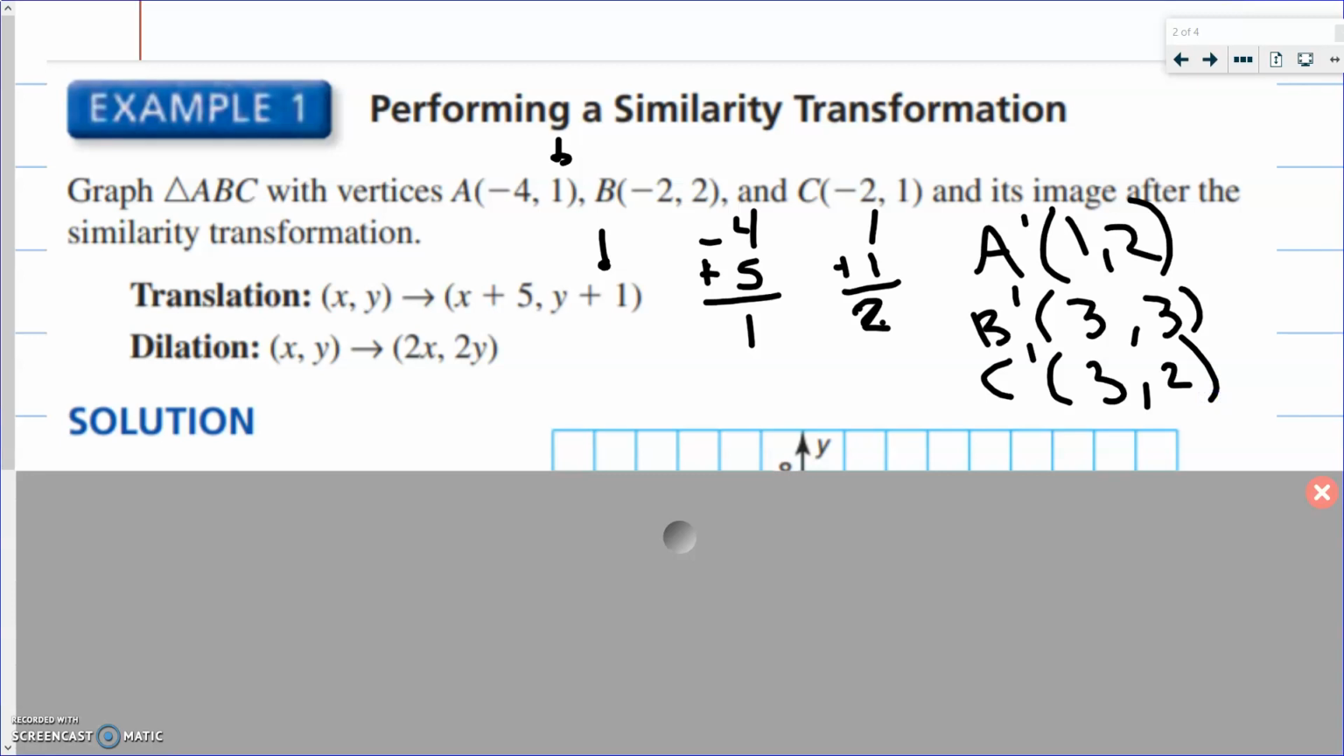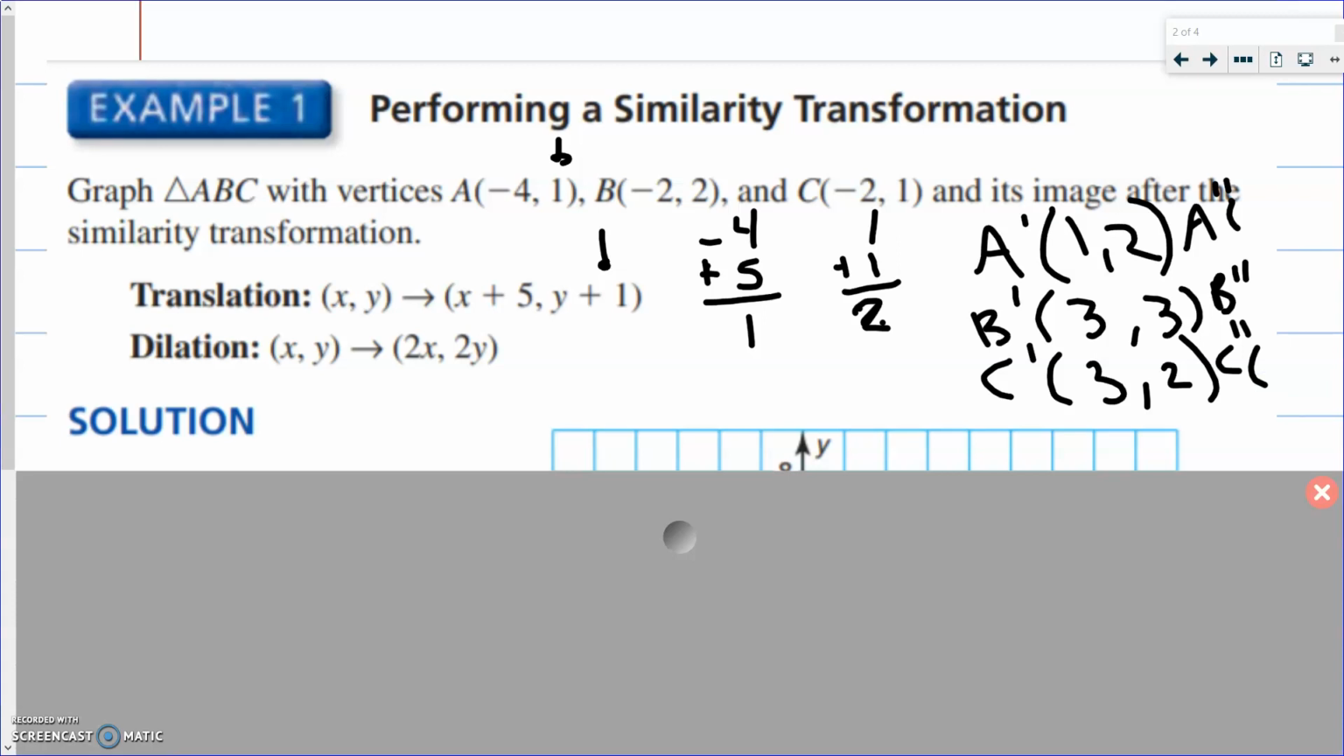But we're not done there. That's just the first move. Now we have to take each one of these points and multiply them by 2. So now we're going to get A double prime, B double prime, and C double prime. And the way we get that is we're going to multiply everything in here by 2.